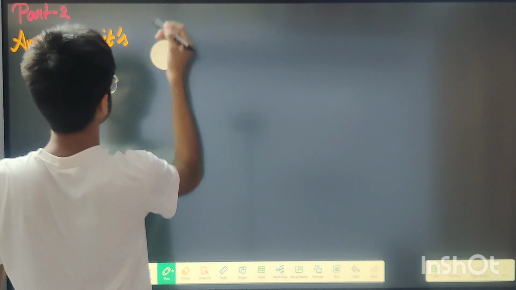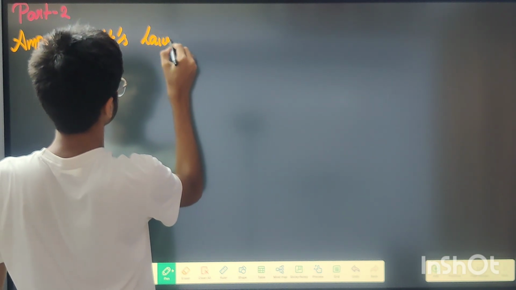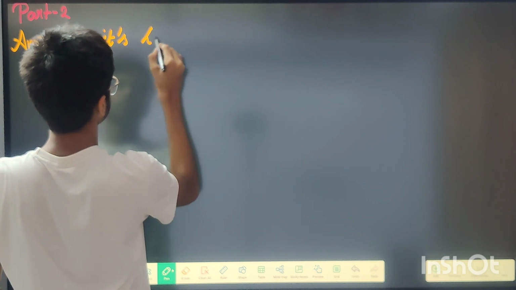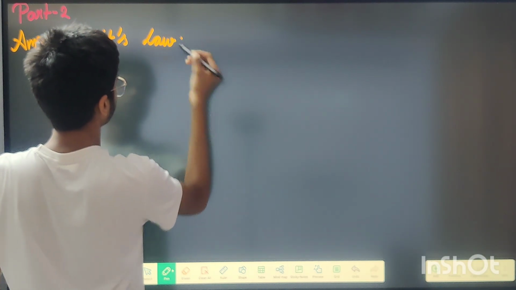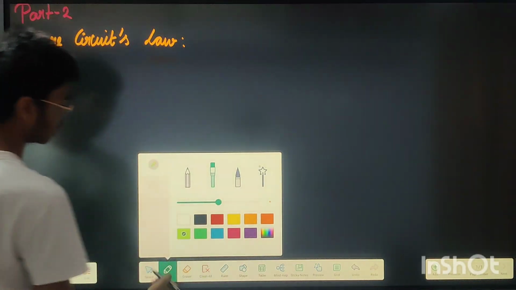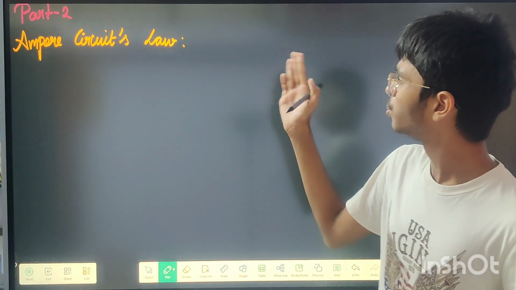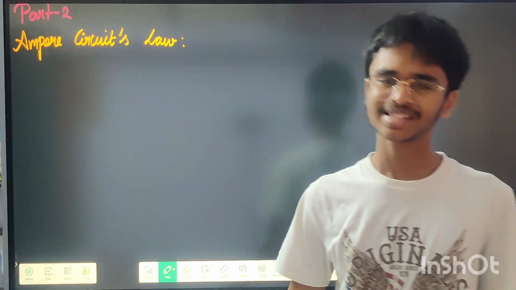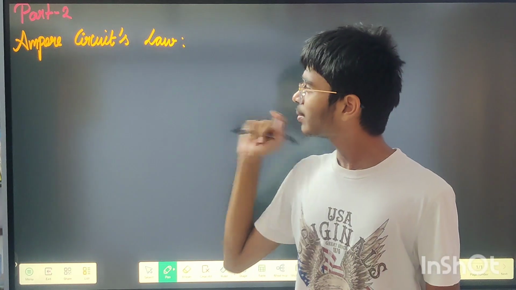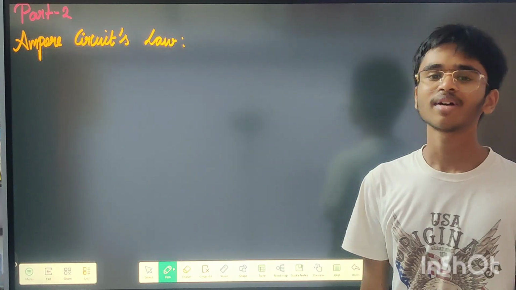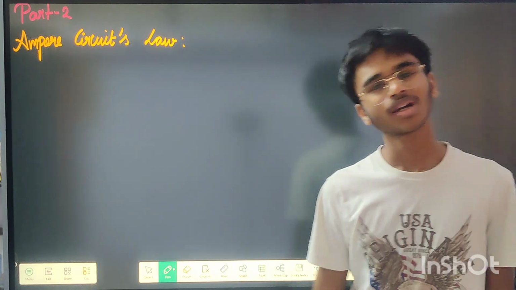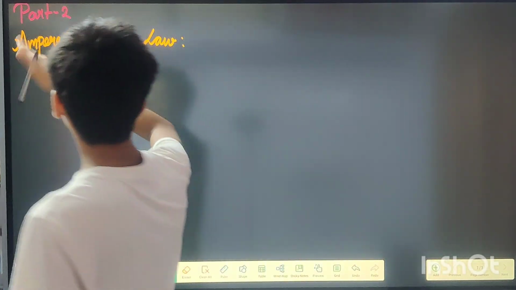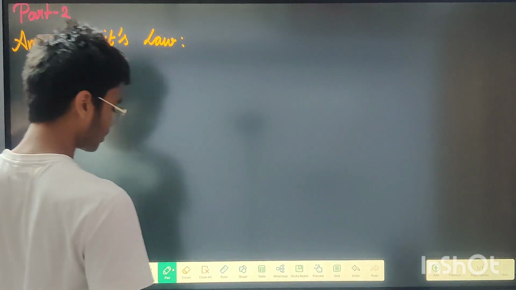What is Ampere's circuital law? First, who is Ampere? Ampere is the scientist whose name has been kept as the SI unit of current. He is not the one who found current. Faraday was the one who found the magnetic field. I don't know what Ampere found, but he is a very important scientist, that alone I know.